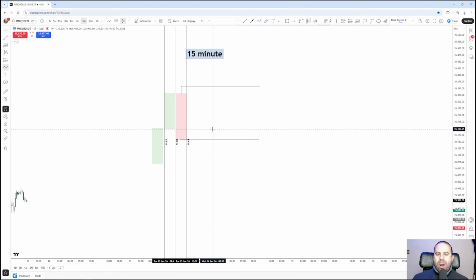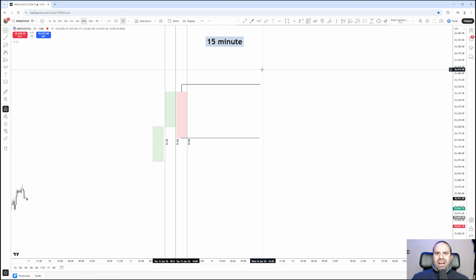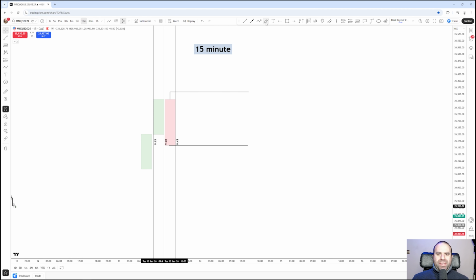Let's continue. Now, you will not look at bias at all. You have highlighted the high and the low of this 15-minute candlestick from 9:30 until 9:45, and you will expect to see either the low being broken of this candlestick or the high being broken. Whichever one is being broken first, you are gonna take the trade from the opposite direction.